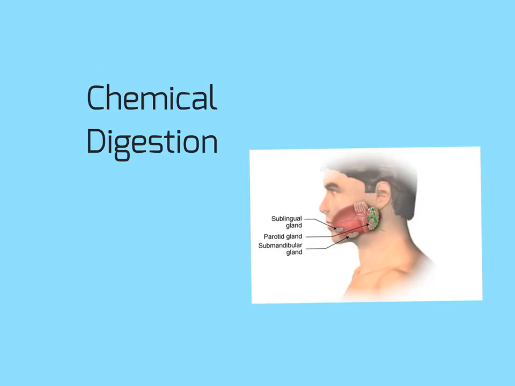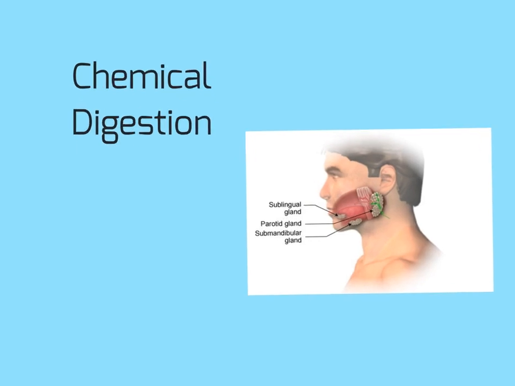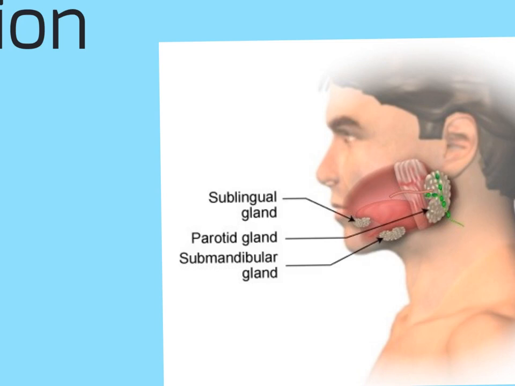Next is chemical digestion. It is the breakdown of food into molecular blocks using enzymes, so it's breaking it down to the molecular level. In order for the chemical digestion to take place, saliva is needed. The saliva is produced by extrinsic salivary glands that are outside the oral cavity and empty their secretions into it. There are three specific glands. You got the sublingual gland, parotid gland, and submandibular gland.